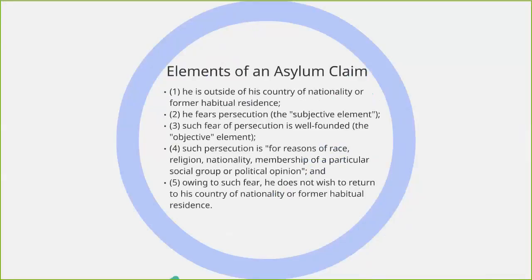As a refresher, these are the elements Felix must prove in order to meet the refugee definition. He must show that he is outside of his country of nationality or former habitual residence, that he fears persecution, that such persecution is well-founded, and that the persecution is on account of his race, religion, nationality, membership in a particular social group, or political opinion. And finally, that owing to such a fear, he does not wish to return to his country of nationality or former habitual residence.